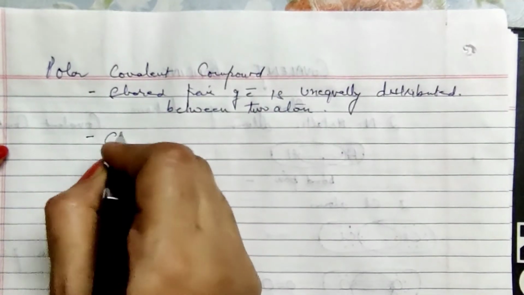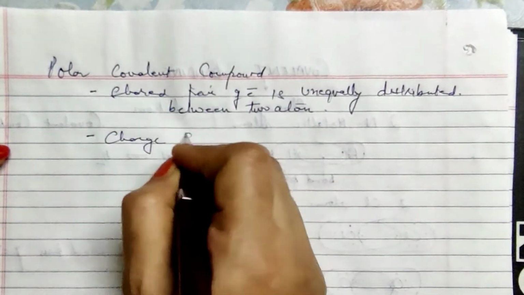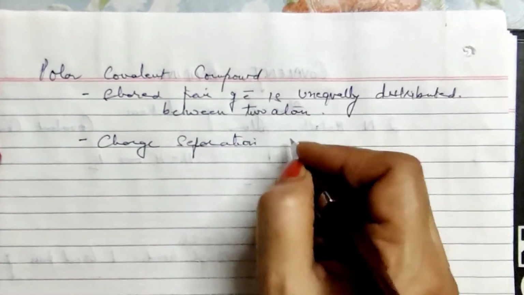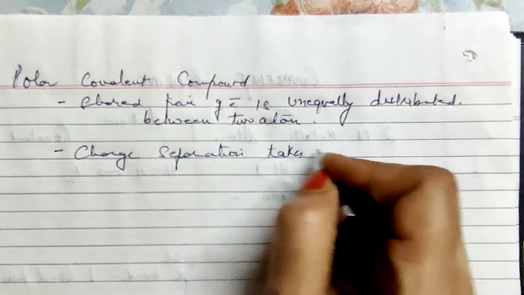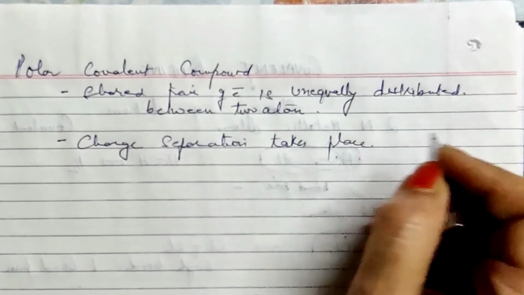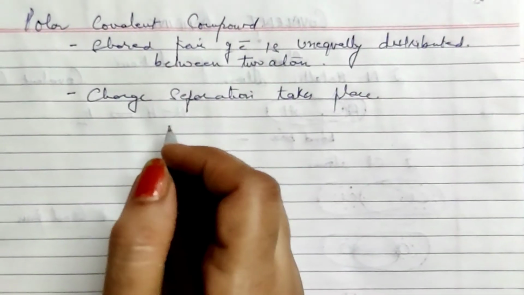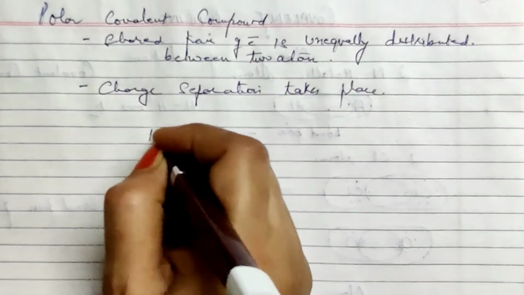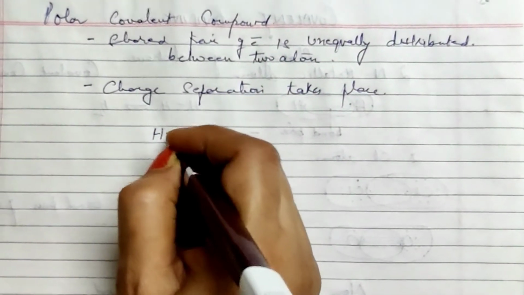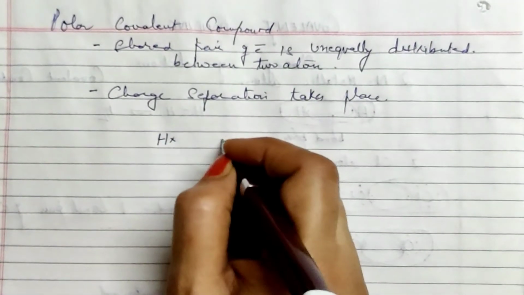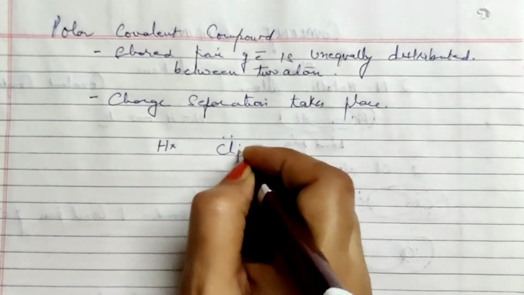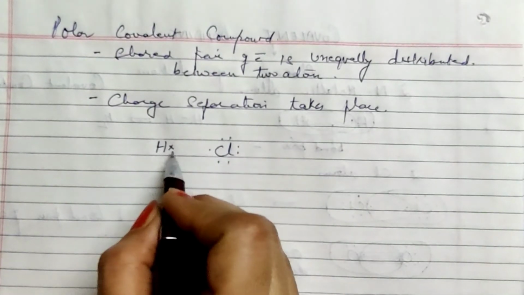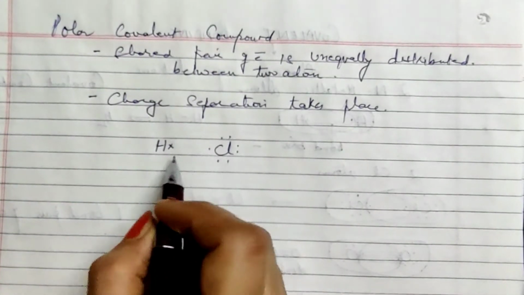And second thing is charge separation takes place. Now the question arises that if both the atoms are sharing the electrons, why should there be a charge separation? Let's take an example. Suppose there is an atom of hydrogen indicated by 1 electron and a chlorine atom with 1, 2, 3, 4, 5, 6, 7 electrons. Now none of them will be willing to give the electron, so they will indulge in sharing.